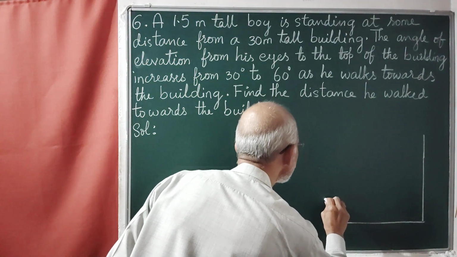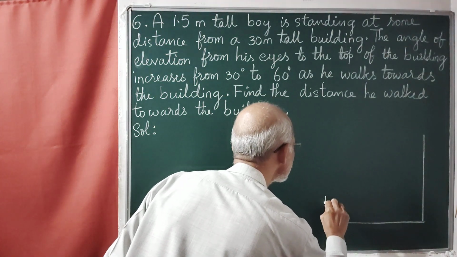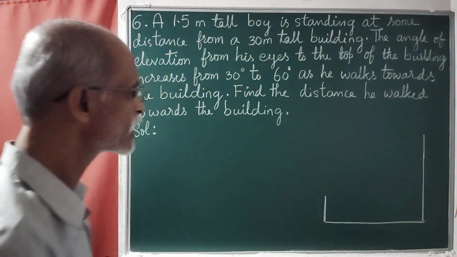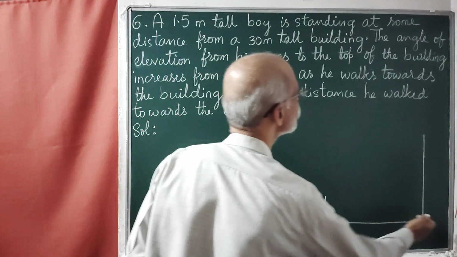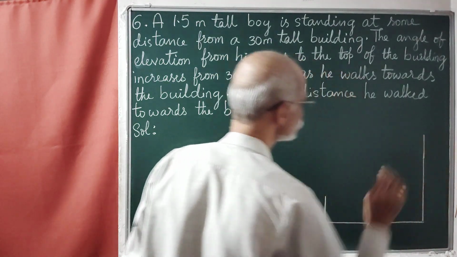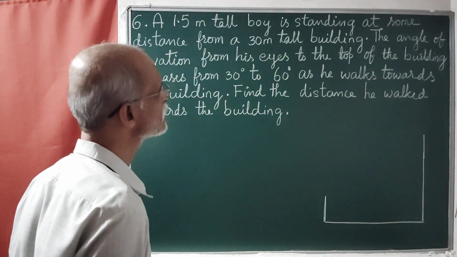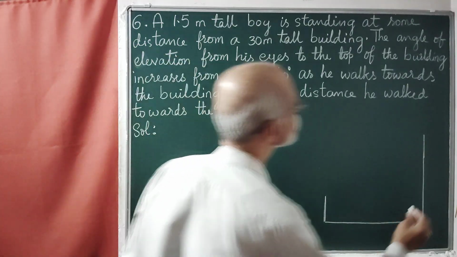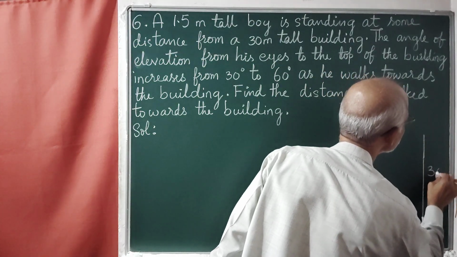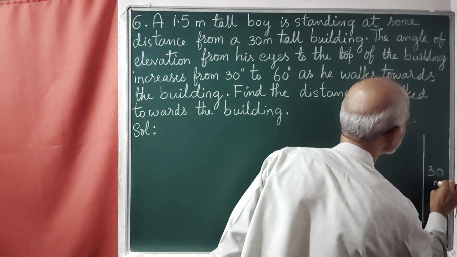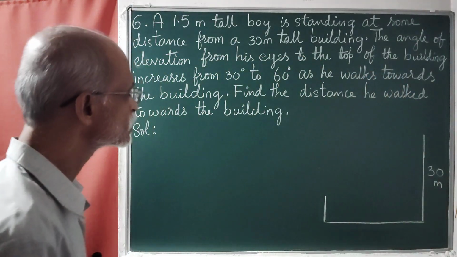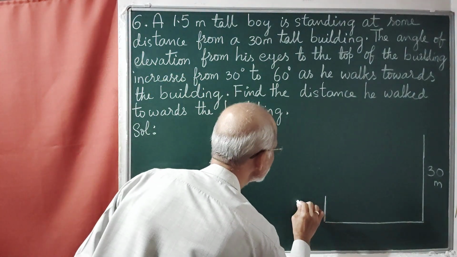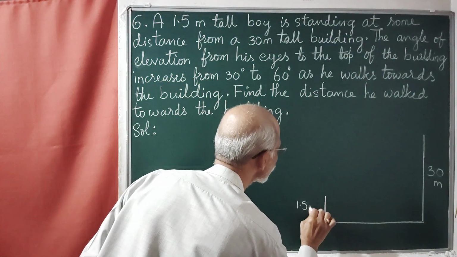Now, here is the boy. The boy is standing at some distance from the building. The building's height is 30 meters. It is a 30 meter tall building, and the boy is 1.5 meters tall.